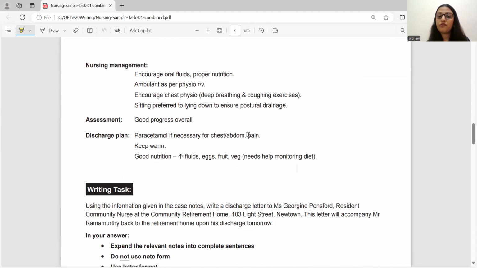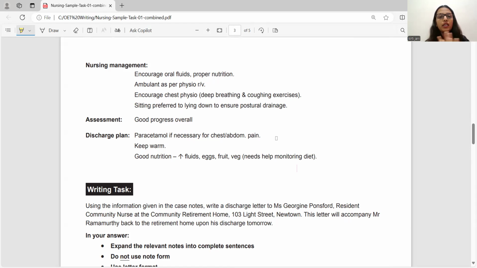Discharge plan: paracetamol if necessary for chest or abdominal pain. Keep warm, good nutrition, increase fluids, eggs, fruits, veg, and needs health monitoring diet. So this is what we are expecting from the reader to do regarding this patient's information.